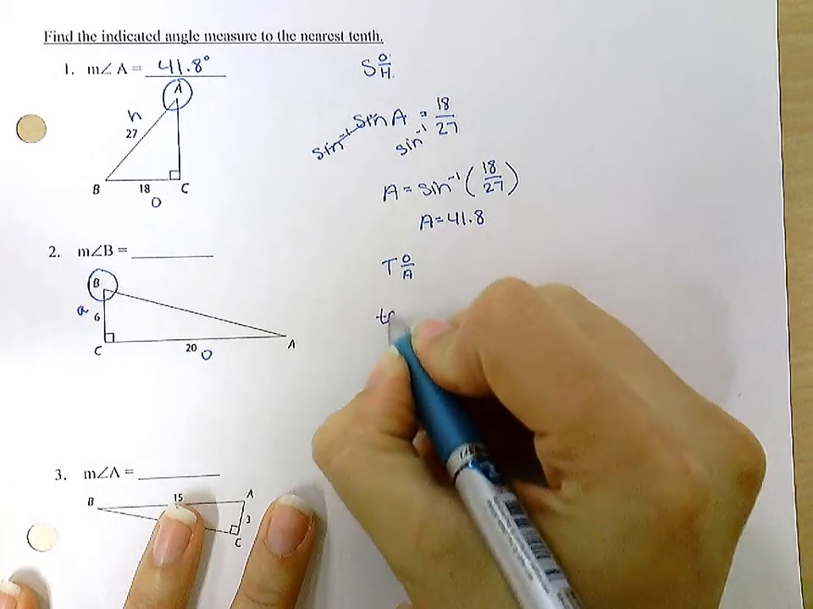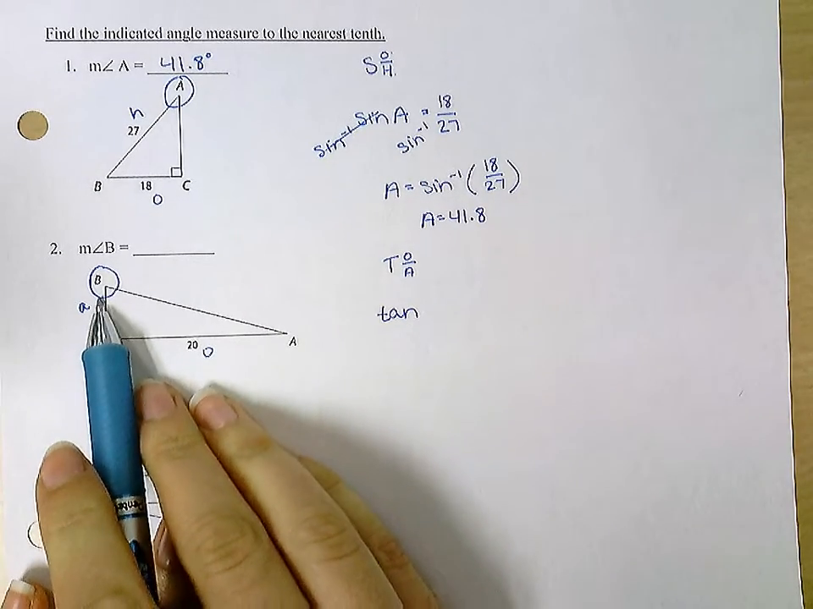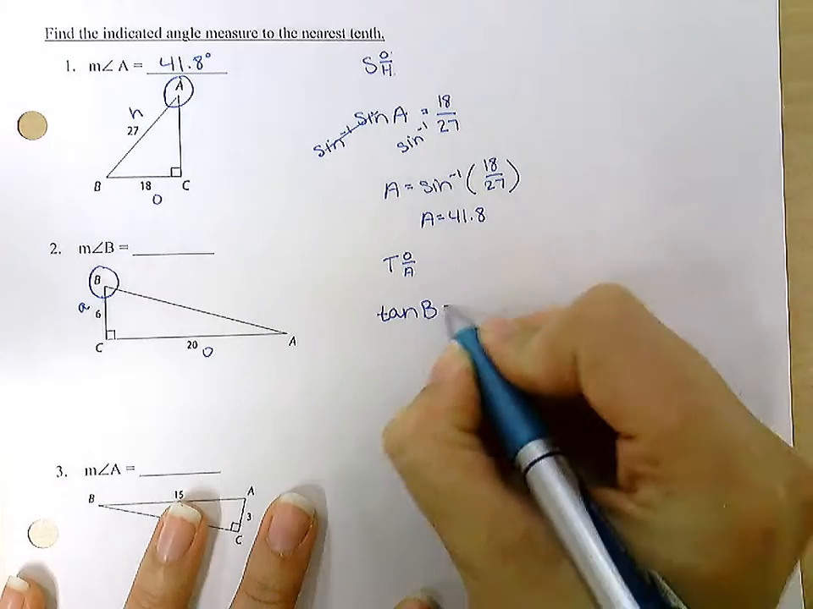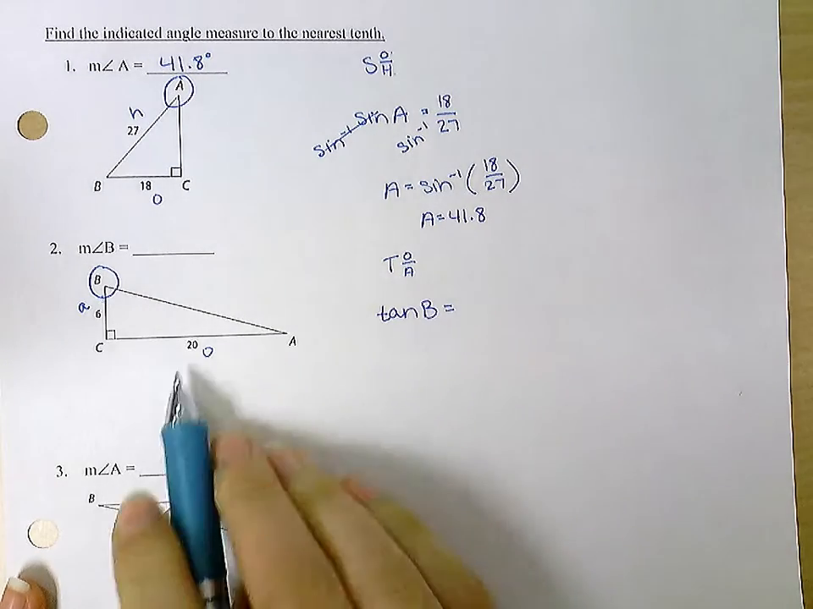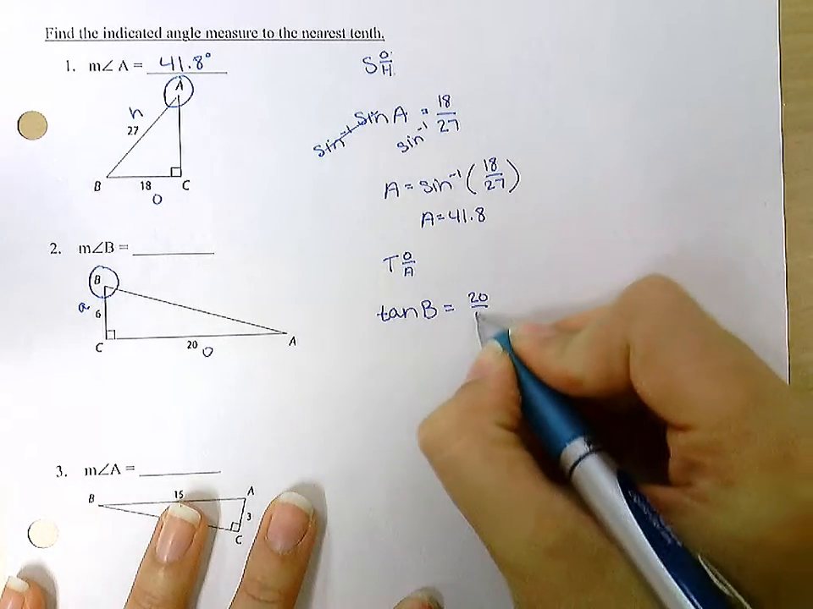Okay, so to set this up, we're using tangent of the angle we're going from, we're trying to find angle B. So I would say tangent of B is equal to my ratio of sides, and that's O over A. So 20 over 6.